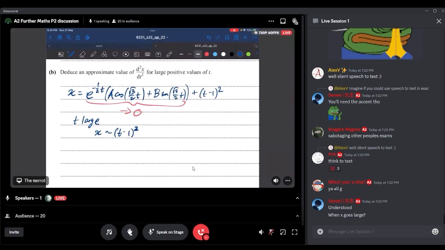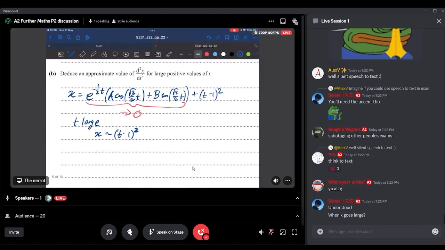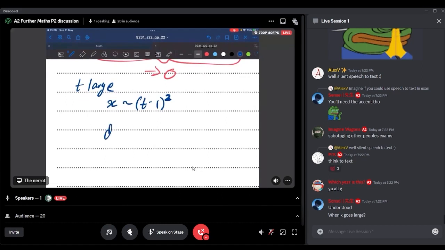Okay, but then we're trying to find the second derivative. So just take the second derivative of this guy. So second derivative of x, that's just 2.